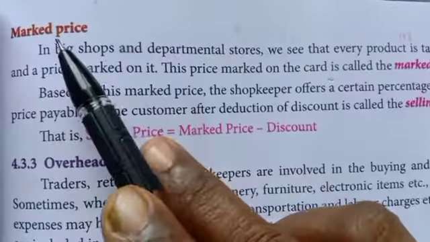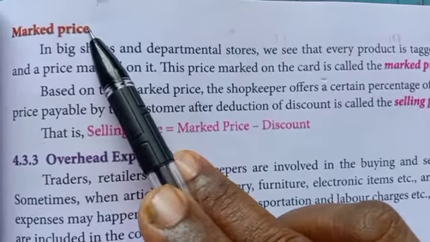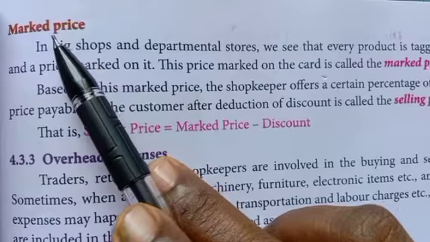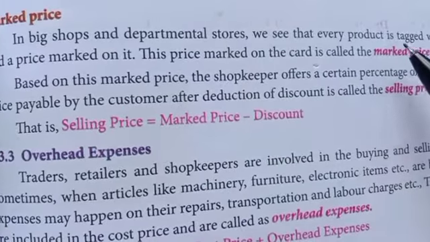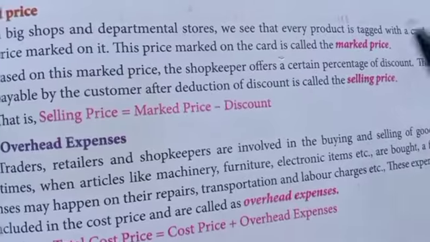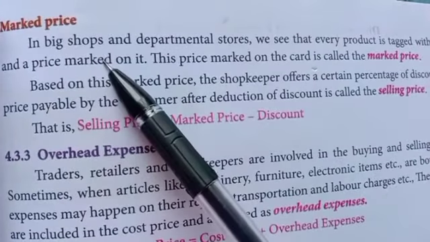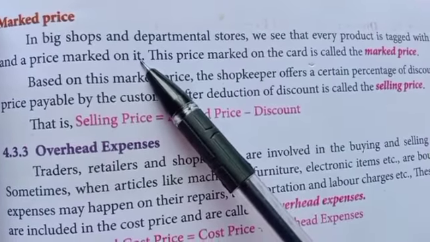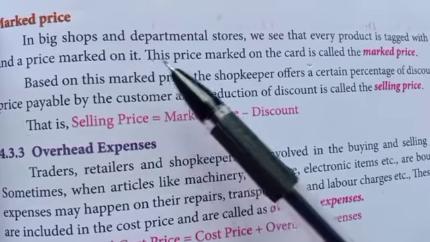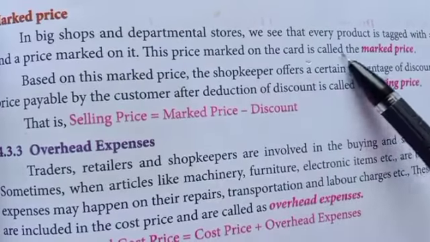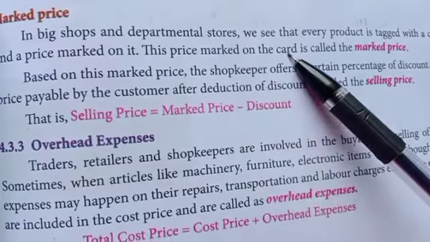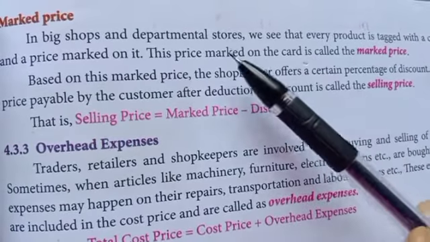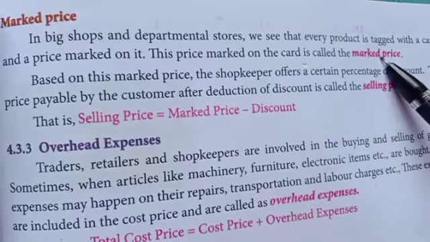Next, marked price. Marked price, another name is tagged price. In some of the big shops and departmental stores we see that every product is tagged with a card and a price marked on it. This price marked on the card is called a marked price. On that card they mention the amount, that is the marked price.